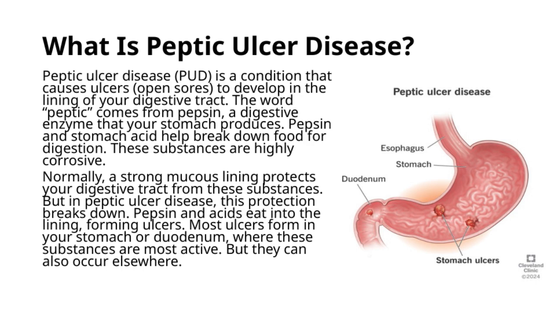Most of these ulcers form in your stomach or the duodenum, the first part of your small intestine, because these areas are where these acids and enzymes are most active. But it's important to remember that ulcers can sometimes occur elsewhere in the digestive tract as well. Understanding how these ulcers form and where they develop helps us better grasp the overall impact of PUD and how it ties into your digestive health.